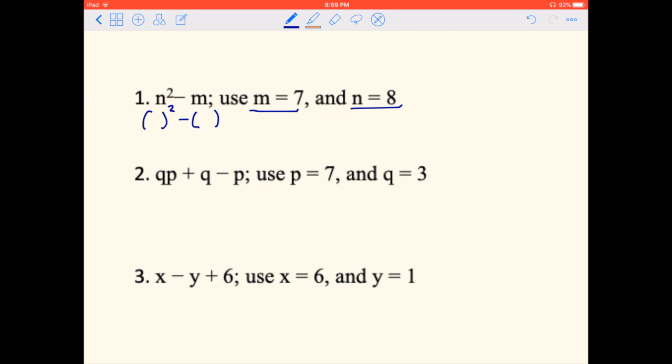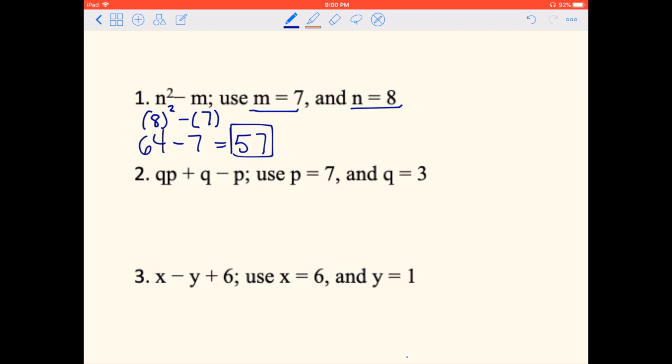It says that m is 7, so wherever there's an m, I'm going to replace it with a 7. And wherever there is an n, I'm going to put 8. Now we have an equation with no variables in it. 8 squared minus 7. 8 squared means 8 times 8. You can also put that in your calculator, which would give you 64. Minus 7, and 64 minus 7 is 57.